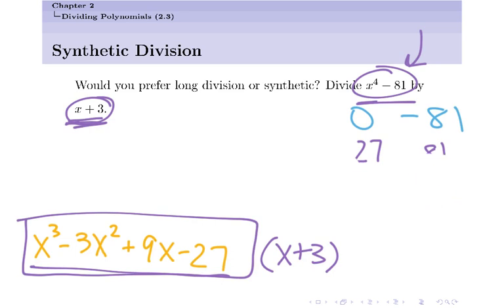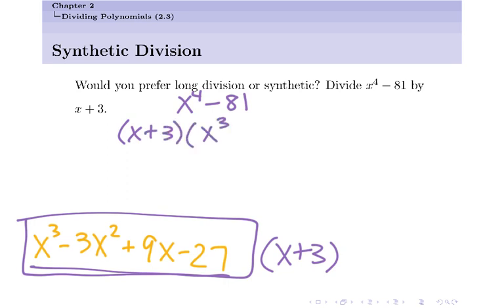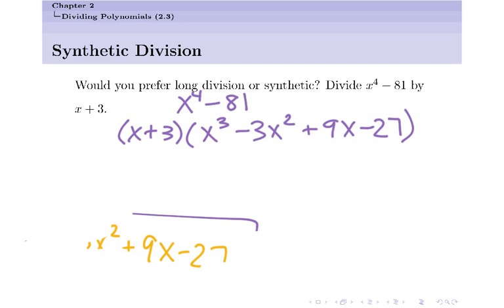I'm just going to show you how using long or synthetic division helps you factor your polynomials. So if I just asked you to factor x to the 4th minus 81, you can say, okay, well, I factored it to x plus 3 times x cubed minus 3x squared plus 9x minus 27. Now this is a cubic polynomial. You cannot use grouping to factor all cubic polynomials, but it works sometimes. So we're going to figure out if this works.